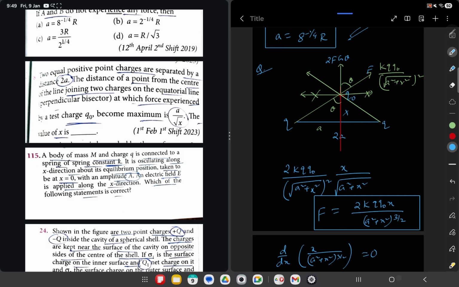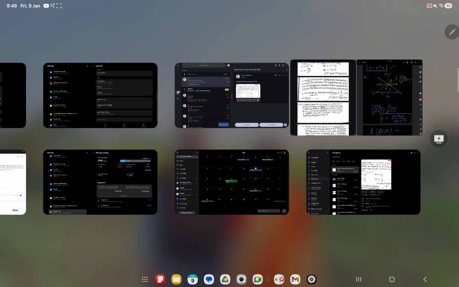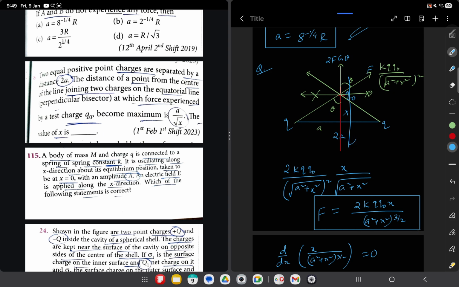This will not come back. But if this charge is negative, then in this case it will have a stable equilibrium. If this charge is positive, then it will be a case of unstable equilibrium.